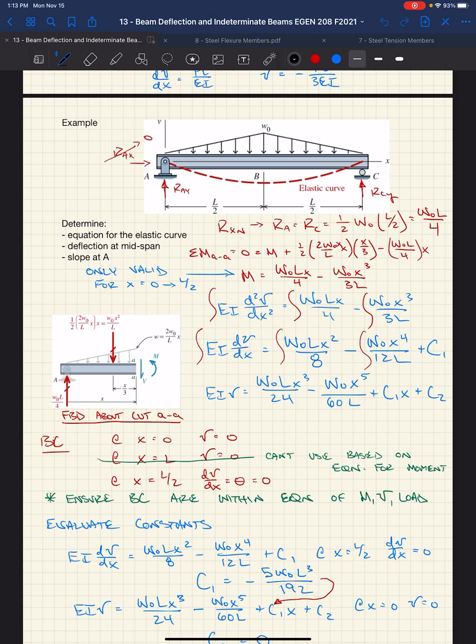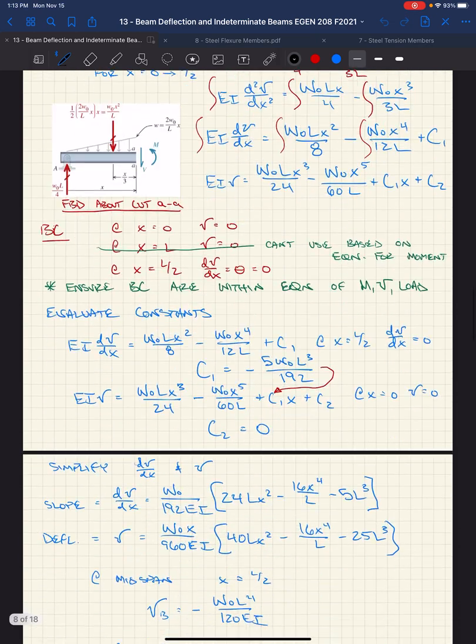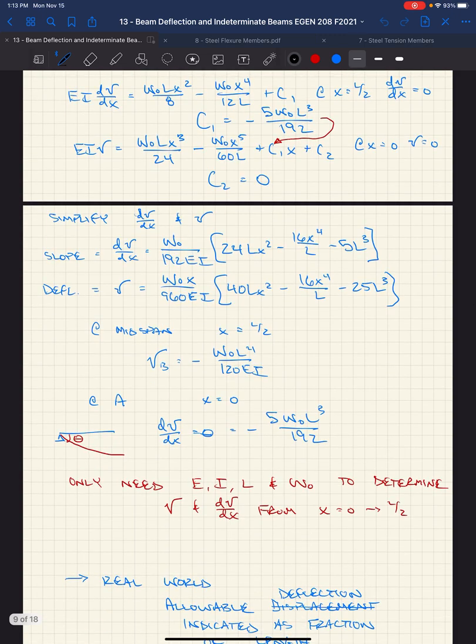And so we use boundary conditions to evaluate those constants. We have to be careful, though, that those boundary conditions lie within our range of the equation that we developed for the moment. That was this example that we just did on Friday. And so those boundary conditions are used to evaluate those constants. Then we can simplify. There's no real rhyme or reason to the simplification. We just try and simplify, okay? Get it to something that's easy to use, and we'll have slope and deflection.